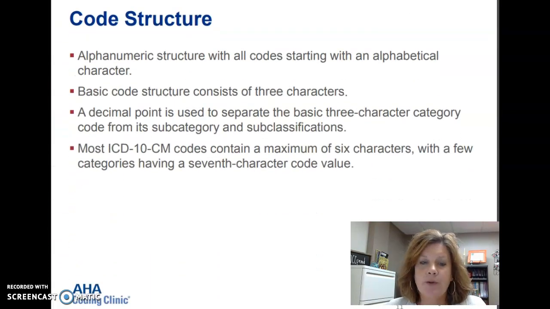Code structure: all codes start with an alphabetical character. The basic code structure consists of 3 characters. Let's just say I-10. We have the letter and we have numbers. So I-10, and then you're going to have a decimal point. Some of these codes may stop at 3, but some may go all the way up to 7. A lot of these do have 7 characters, some only have 6, some have 5. This is why we need to use the tabular section to verify if a code has more than 3 characters.